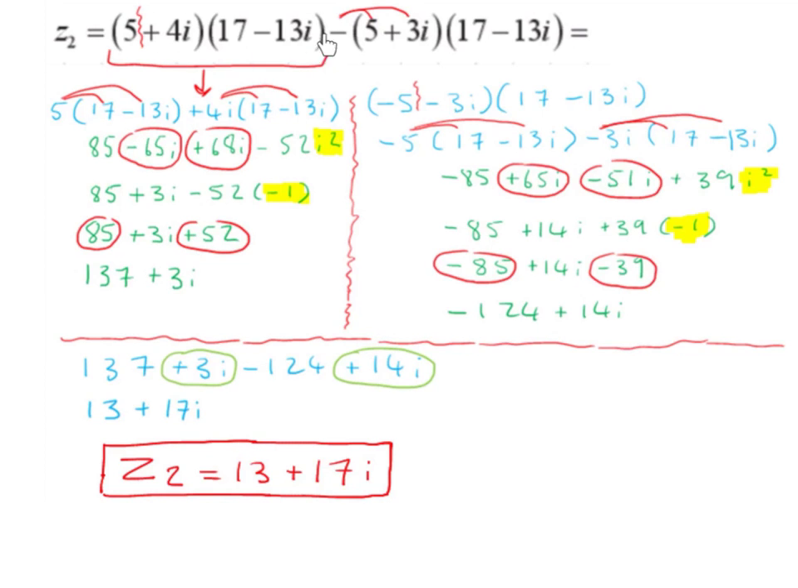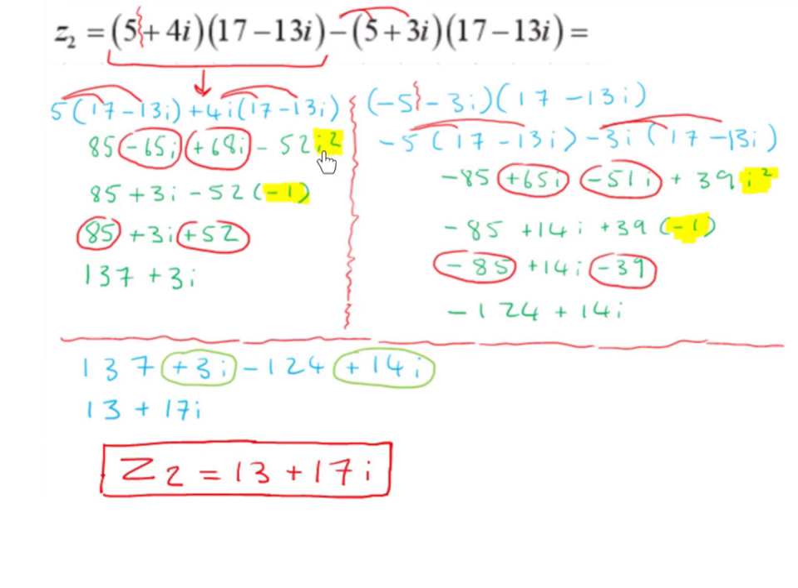So I've started off by multiplying out this set of brackets. So I'm cracking open this first egg, bringing down the 5, sticking on the second egg, bringing down the plus 4i, and again sticking on the second egg. 5 by 17 is 85. 5 by minus 13i is minus 65i. 4i by 17 is plus 68i. 4i by minus 13i is minus 52i squared.